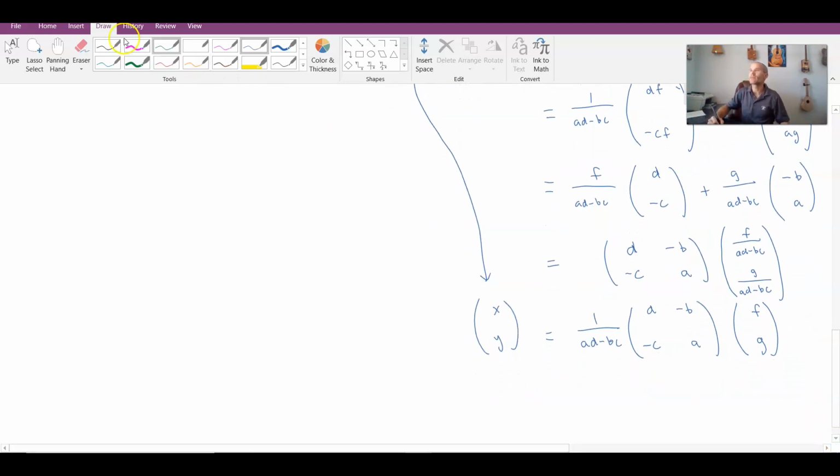Let's try to make some connections now. This is what we call vector X. This right here is what we call vector B. And so that must mean that all of this right here is the A inverse matrix. So there's our algebraic roundabout way of seeing this.